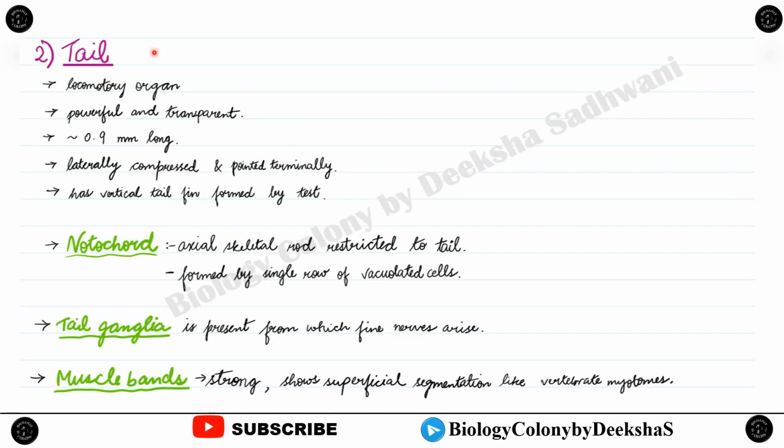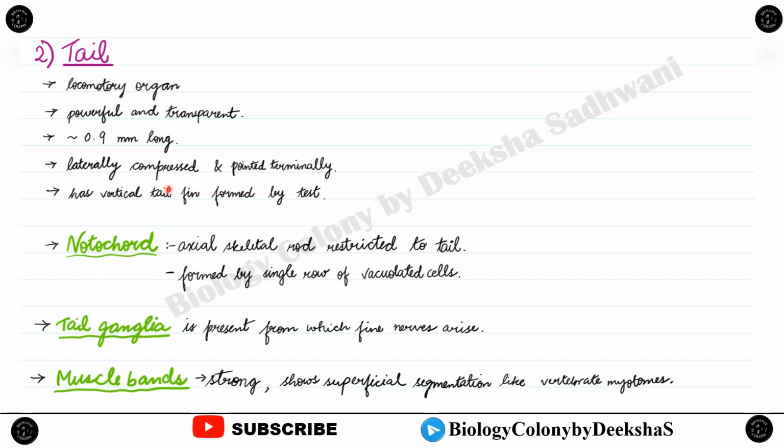Now let's talk about tail. It is the sole locomotory organ and it is very powerful and transparent. It is about 0.9 millimeter long. It is laterally compressed and pointed terminally and has vertical tail fin formed by the test layer.